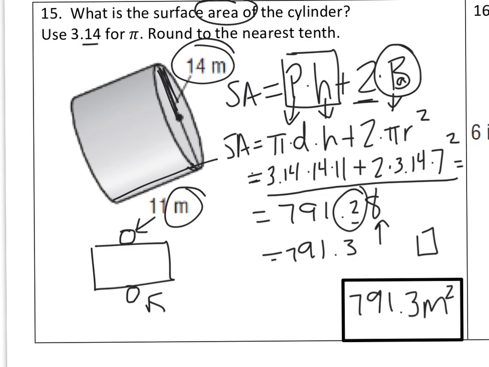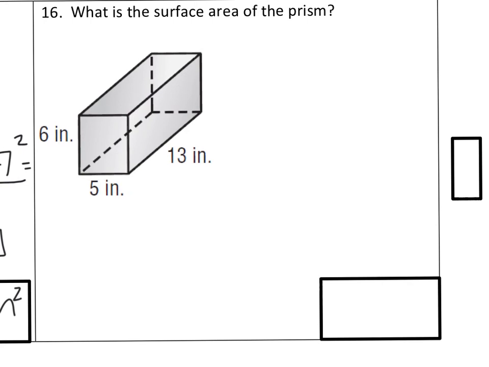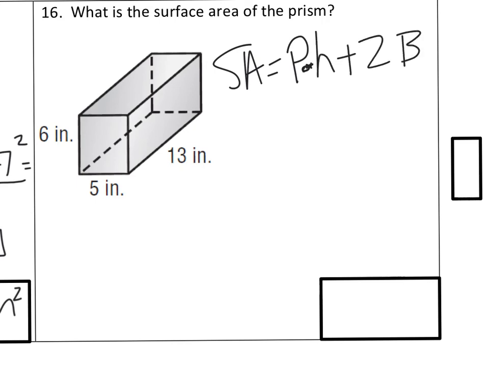All right, let's try the last one, number 16. What is the surface area of this prism? Well, again, the general formula is, whoops, not volume, but we want surface area. So surface area is equal to the perimeter of the base times the height plus 2 base areas. I'll even put the little a in there. All right, so let's pull this together.